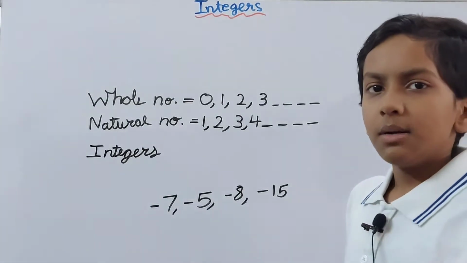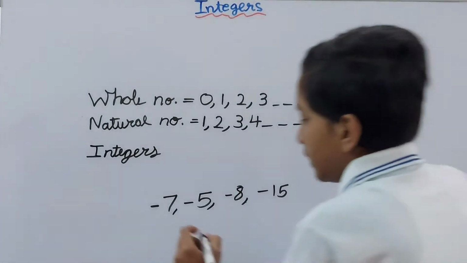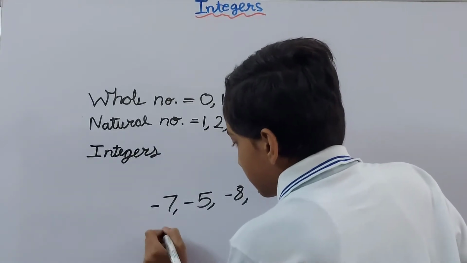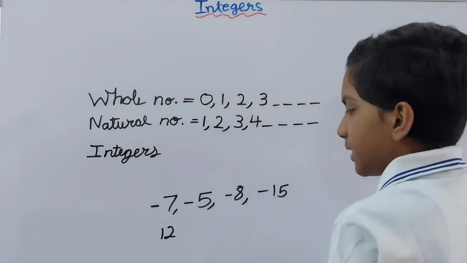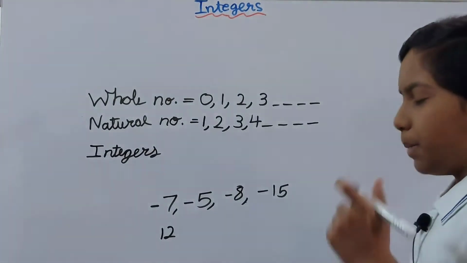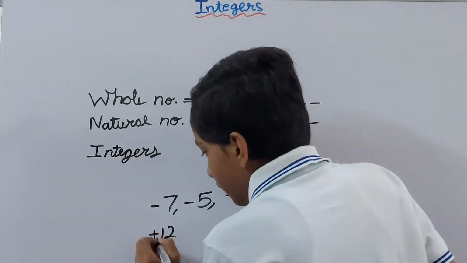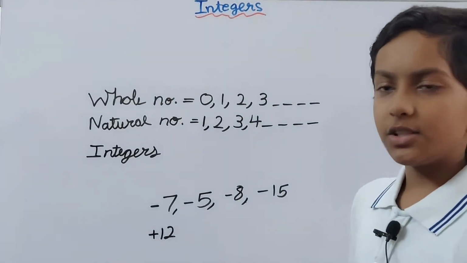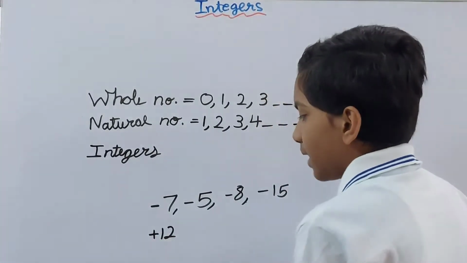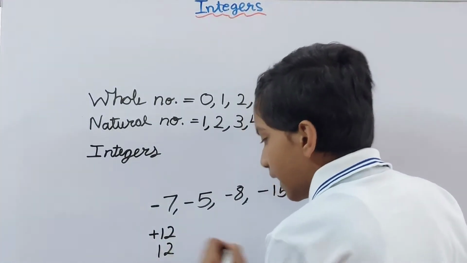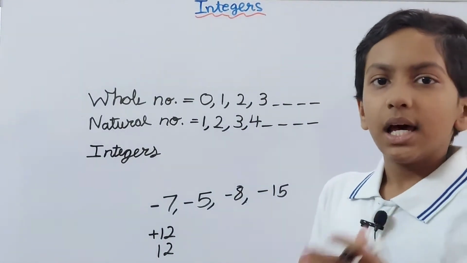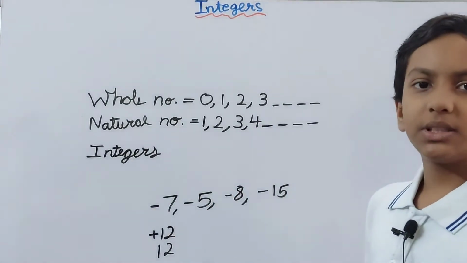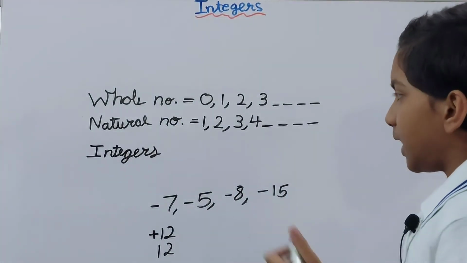Now friends, what are positive numbers? Let's take any number here, let's say 12. To make this a positive number, we use a plus mark in front. We write it like this, okay? But when you are writing positive numbers, it is not necessary to put this plus mark. You can simply write 12, and it is still considered a positive number. But in negative numbers, it is mandatory to put the minus sign before the number.